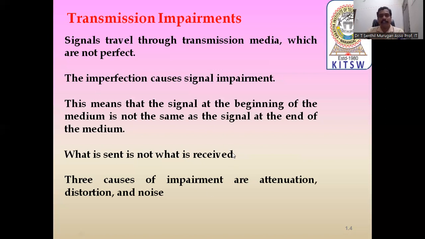This means that the signal at the beginning of the medium is not the same as the signal at the end of the medium. The sender is sending some signal, and the receiver is receiving a different signal, with some disturbance or noise. So what is sent is not what is received. Three causes of impairments are there: first, attenuation; second, distortion; third, noise. These three factors are the main causes of impairments of the signal.